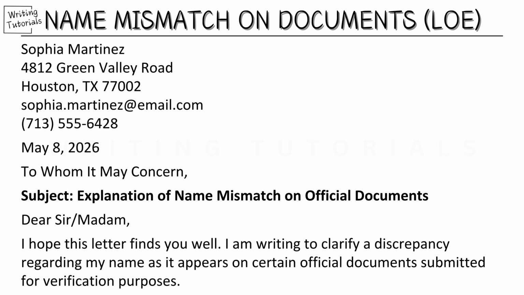The first sentence is a polite opening. I hope this letter finds you well. This creates a respectful and professional tone. The second sentence clearly explains the purpose of the letter. I am writing to clarify a discrepancy regarding my name as it appears on certain official documents submitted for verification purposes. This is important because it directly addresses the issue from the beginning and avoids confusion.